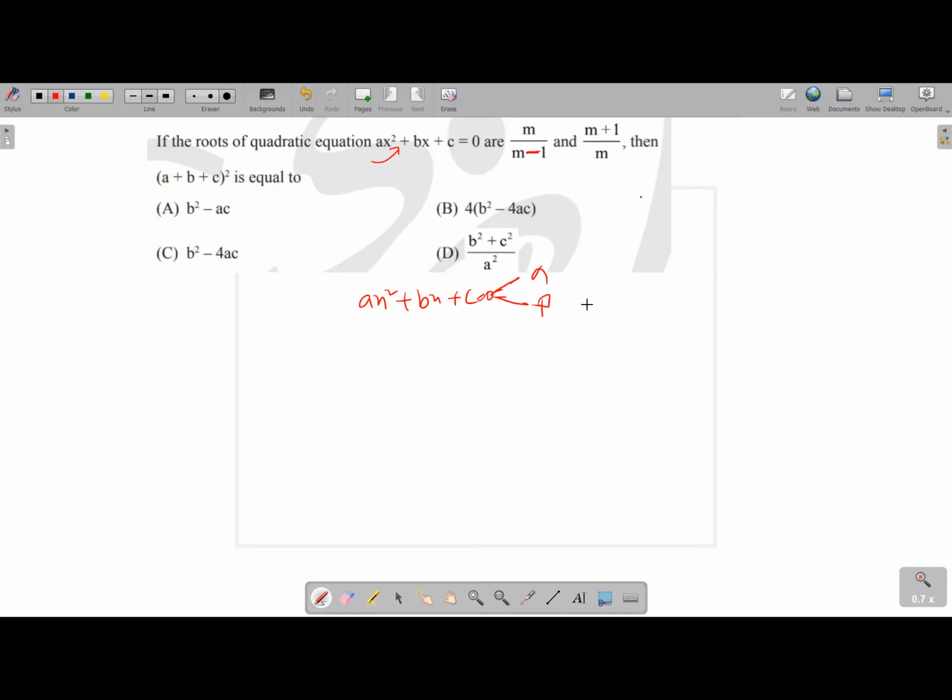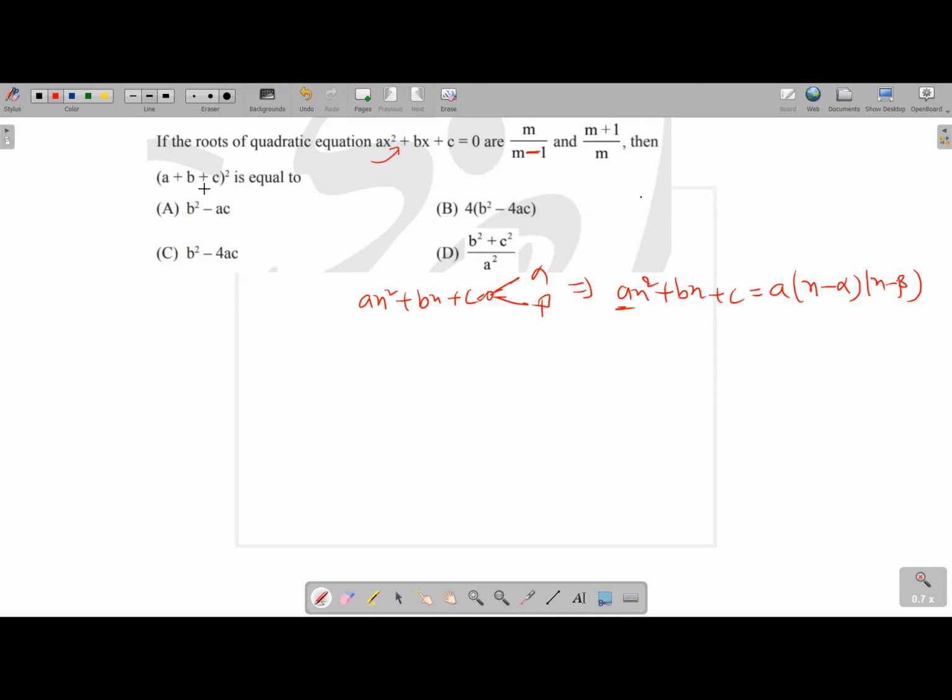We have two roots, alpha and beta. How can you write it in factor form? You just have to write ax squared plus bx plus c equal to 0 as: the leading coefficient as it is, and then (x minus first root), and then (x minus second root). Understood? This is how you can write any quadratic equation or expression in factor form.